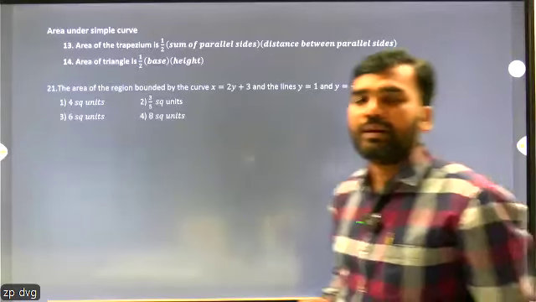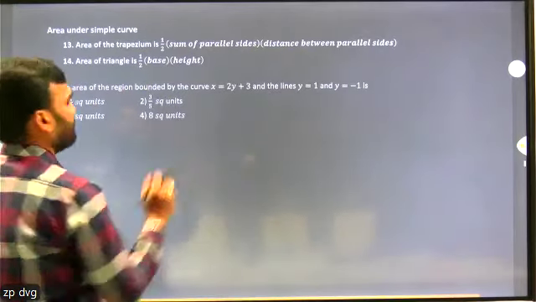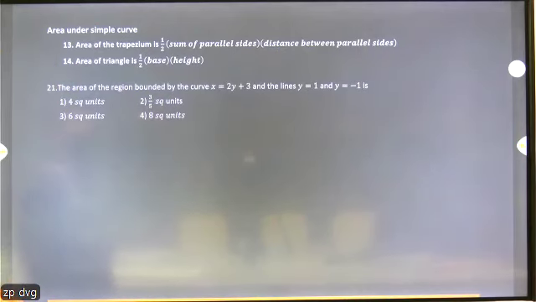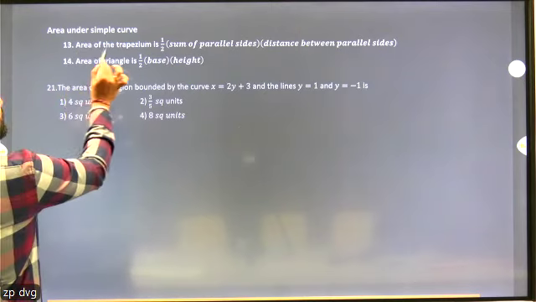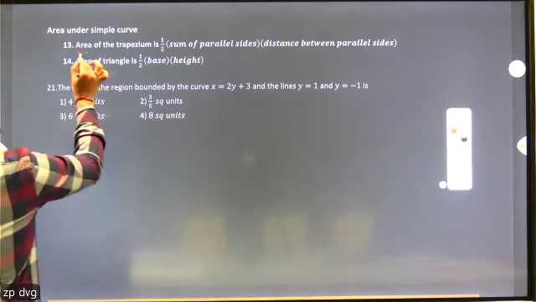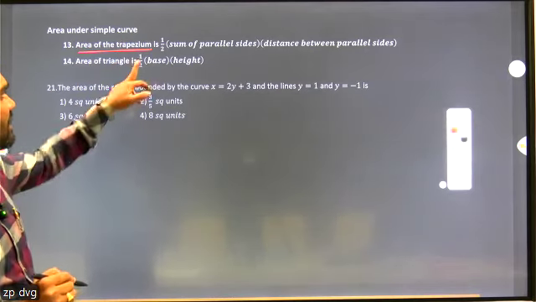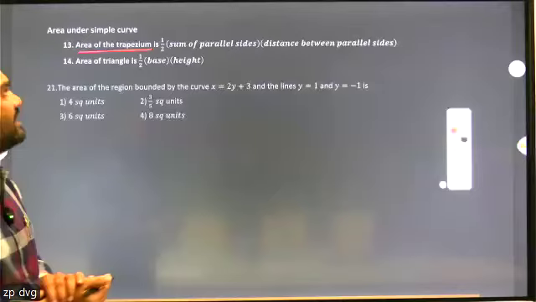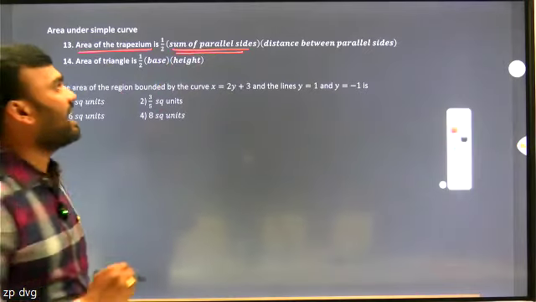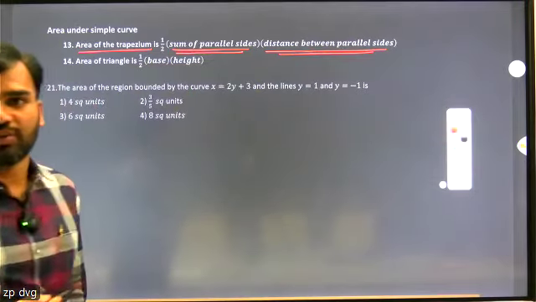See, we go for the next concept, next synopsis: area under simple curves. Here, area of trapezium. What is the answer for the area of trapezium? Half into the sum of the parallel sides into the distance between the two parallel lines. It is very easy to solve. You have to listen here.